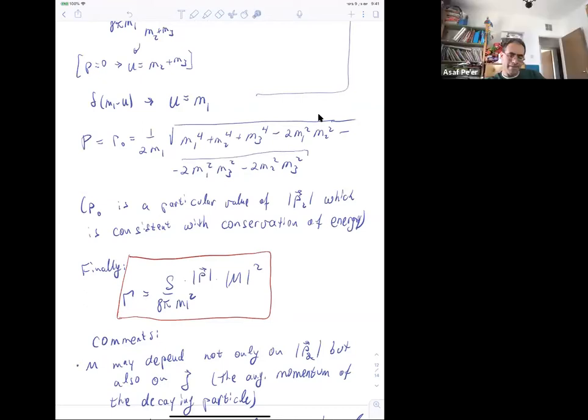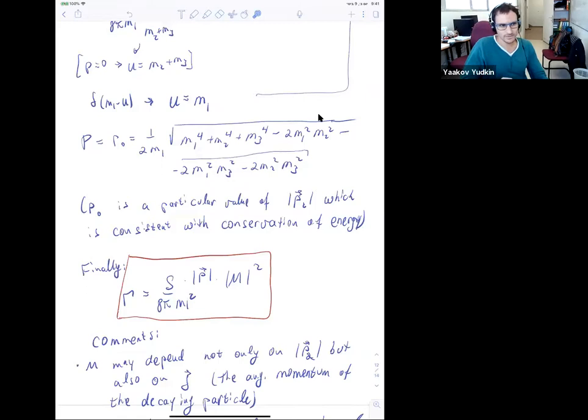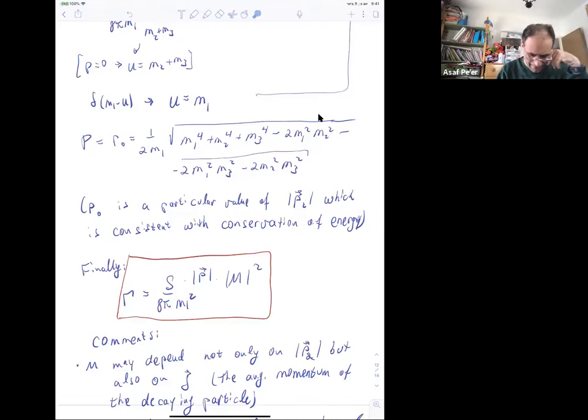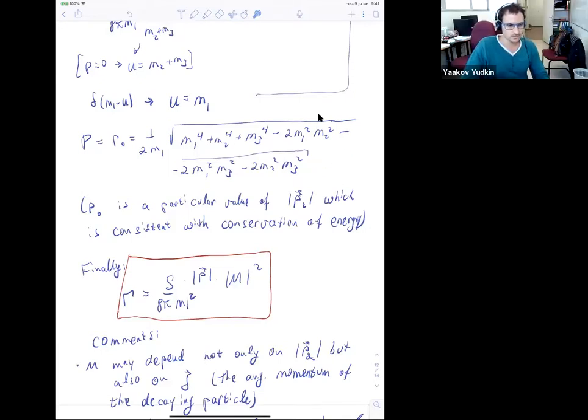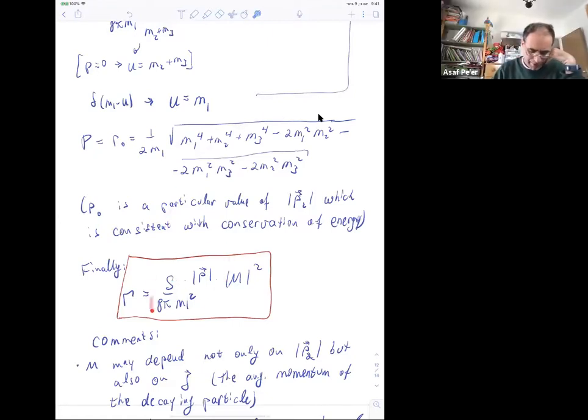Oh, no. You have this equation. This is a value of the momentum, which depends on the masses of the particles, right? And this is the only momentum that you can get from this decay? Yes, this is the only one that is consistent with conserving both energy and momentum. This magnitude here enters the decay rate.